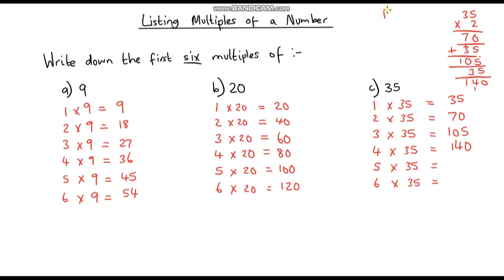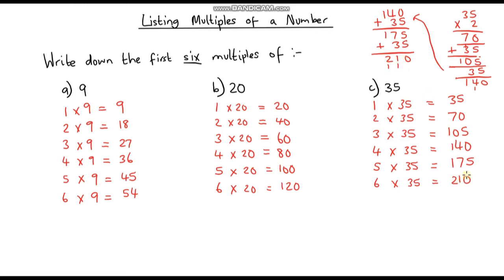So I'm going to start up here now. I'm just going to move it from here up here just because I'm losing space. So we're adding on another 35. So 0 plus 5 is 5, 4 plus 3 is 7, and 1 plus 0 is 1. 175. And finally, 6 times 35, let's add on another 35. So 5 plus 5 is 10, carry the 1. 7 plus 3 is 10, plus 1 is 11. 1 plus 1 is 2, so 210.